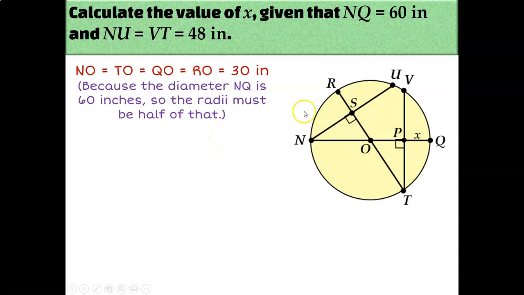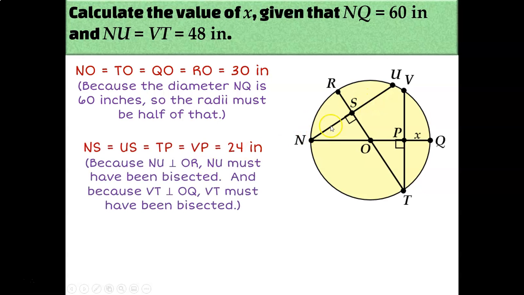I also noticed that the two chords that we were given the length of are bisected by the diameters. Since each diameter is perpendicular to one of the chords, that diameter must have cut the chord in half. So that would mean that NS and US and TP and VP are all half of 48 inches, so they all must be 24 inches.